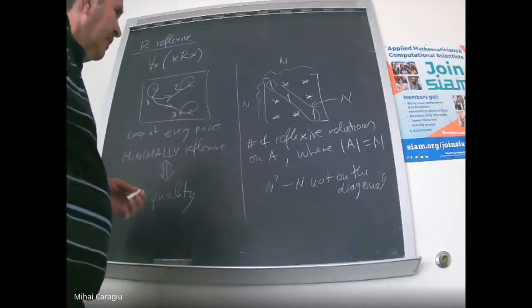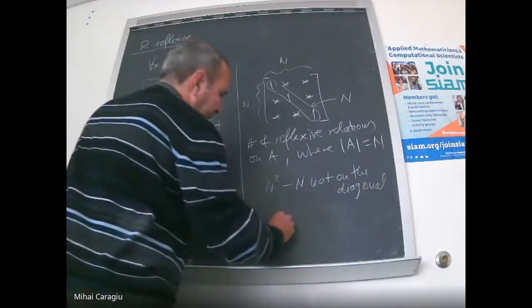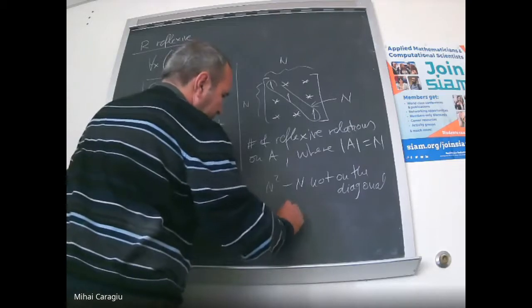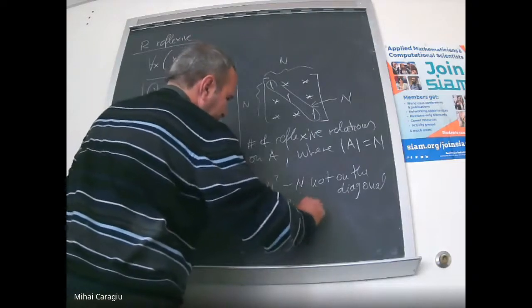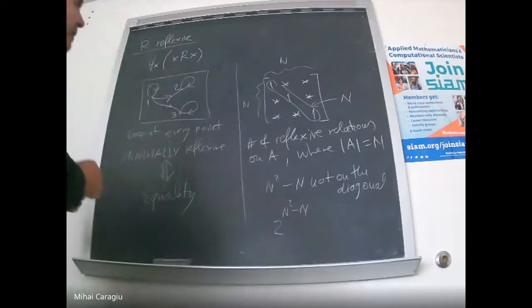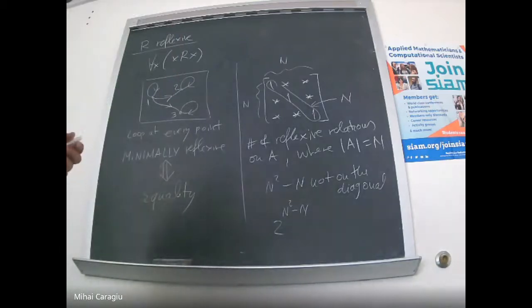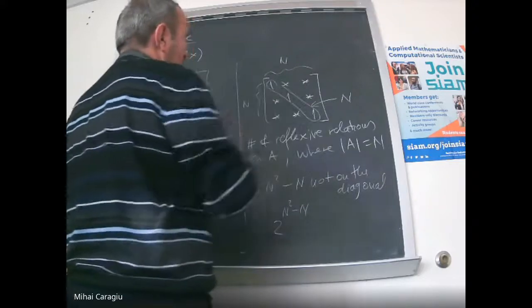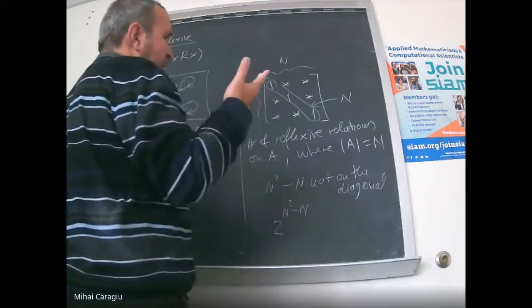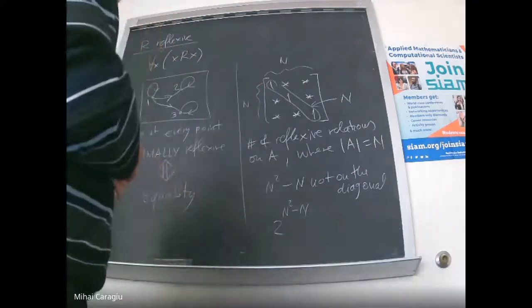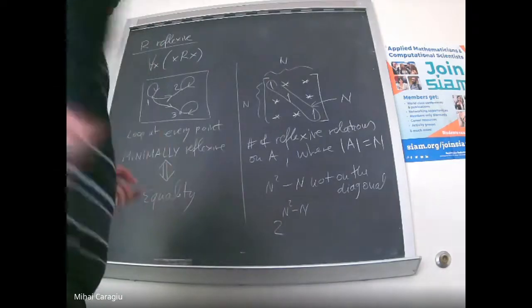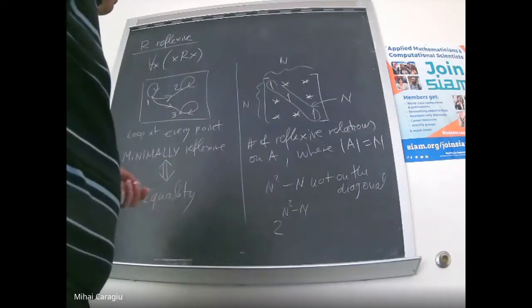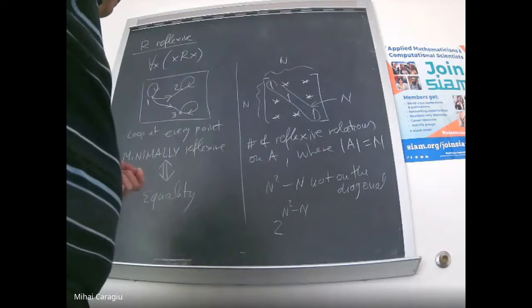Therefore, there are 2 to the power n squared minus n reflexive relations, because every element off the diagonal can be either 0 or 1. We have two choices per element, and the choices are independent. So we get 2 to the power n squared minus n reflexive relations on A.